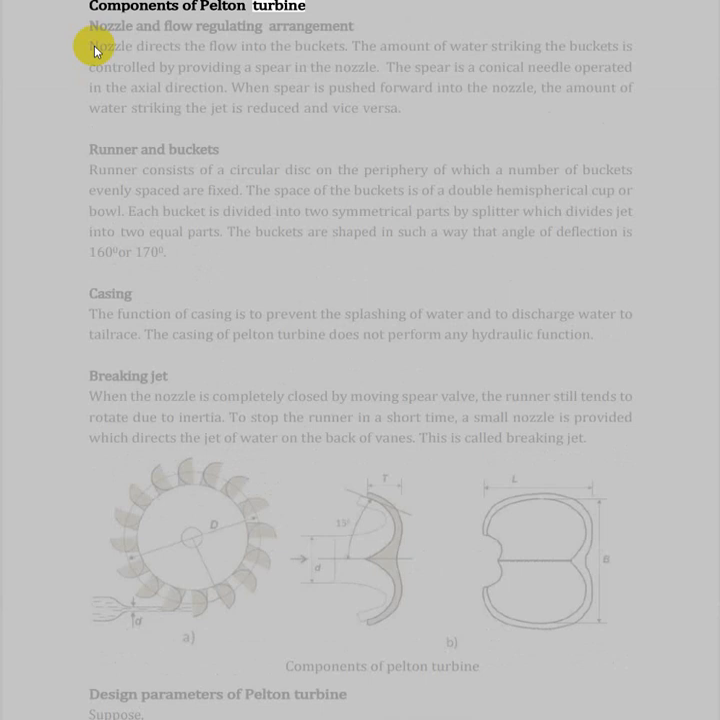Components of Pelton turbine. Nozzle and flow regulating arrangement. The nozzle directs the flow into the buckets. The amount of water striking the buckets is controlled by providing a spear in the nozzle. The spear is a conical needle operated in the axial direction. When the spear is pushed forward into the nozzle, the amount of water striking the bucket is reduced, and vice versa.